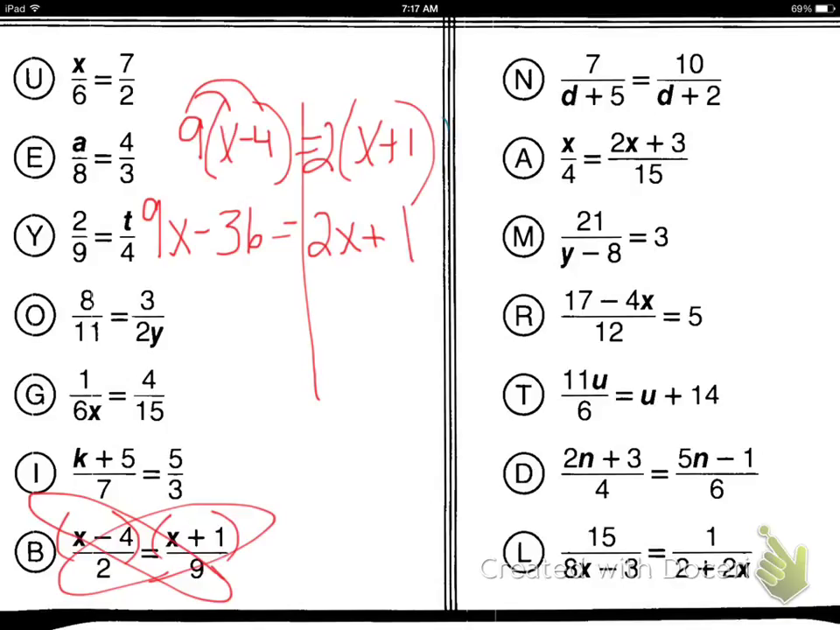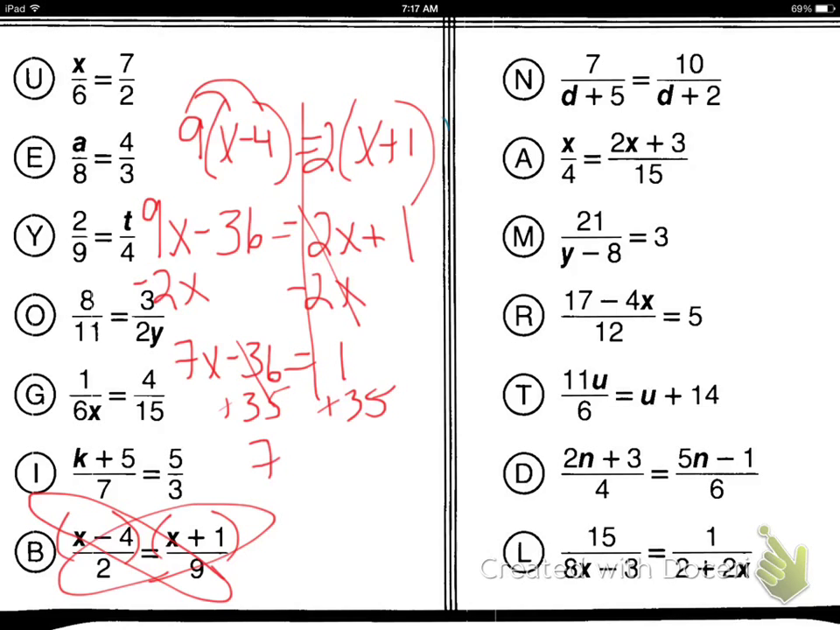If this step is confusing you, you need to get your little tushy back to just simplifying expressions and solving two-step equations that have the distributive method. You need a little more practice. You need a little more time to cook on that one. I'm minusing the 2x from both sides. I'm getting a 7x minus 36 equals 1. And now I'm adding 35 to both sides. I'm getting a 7x equal to 36.